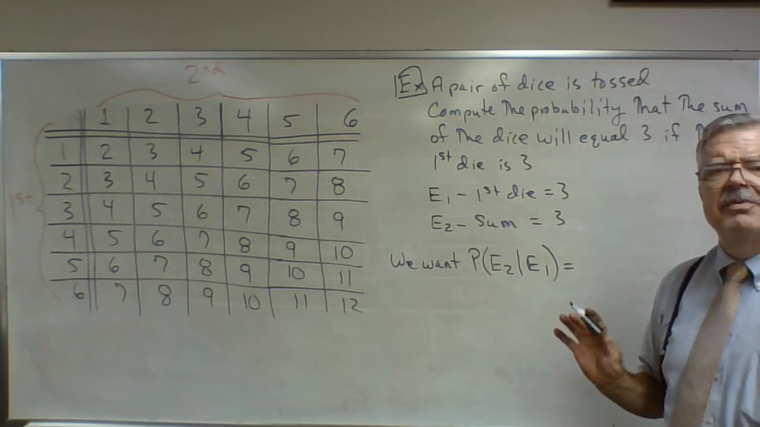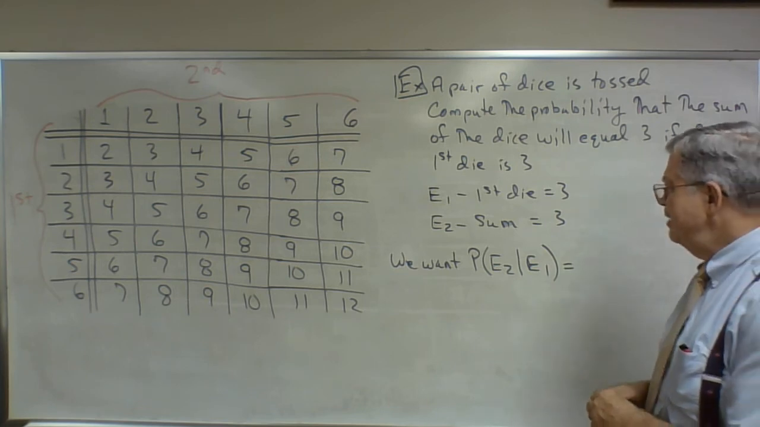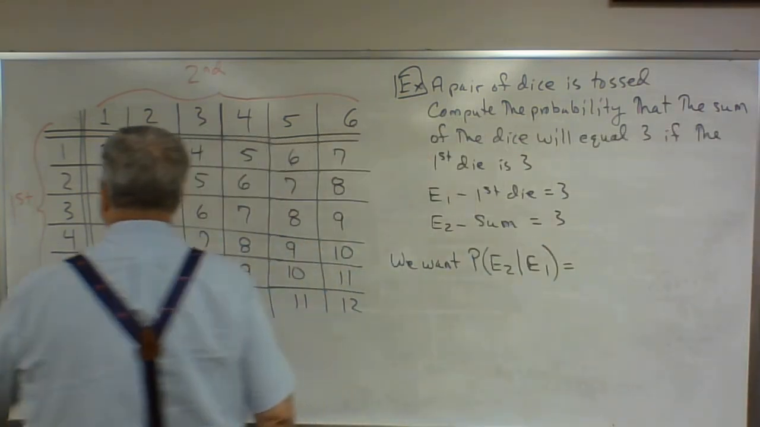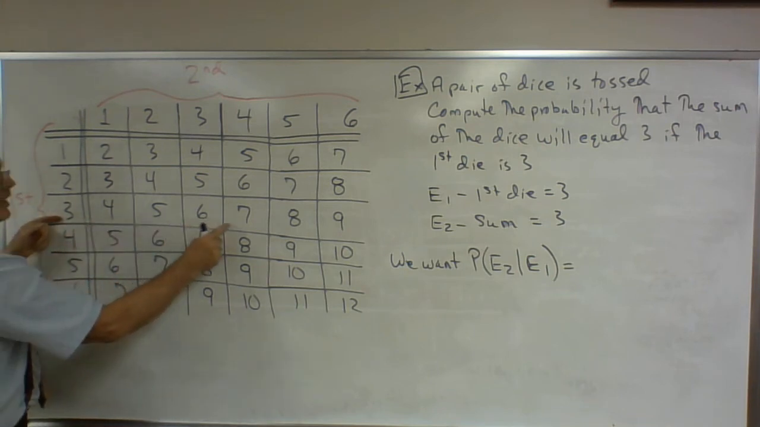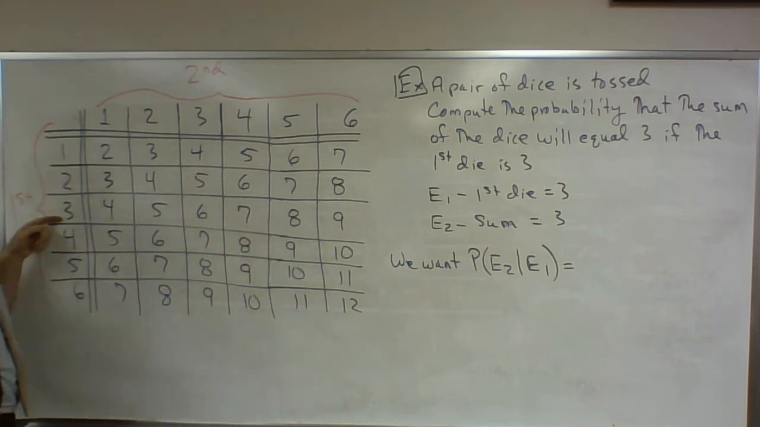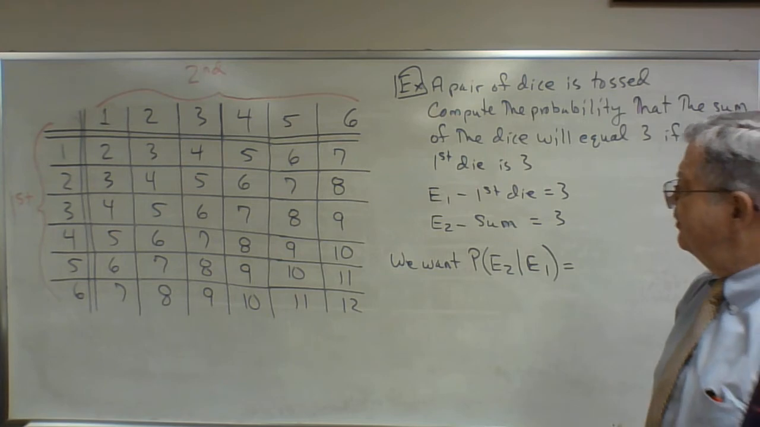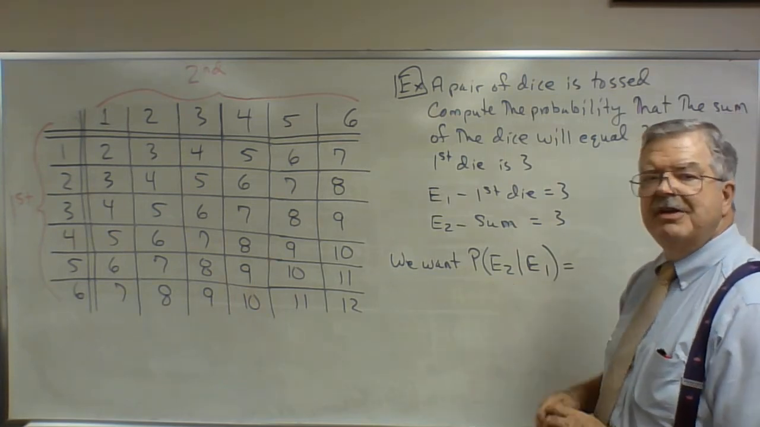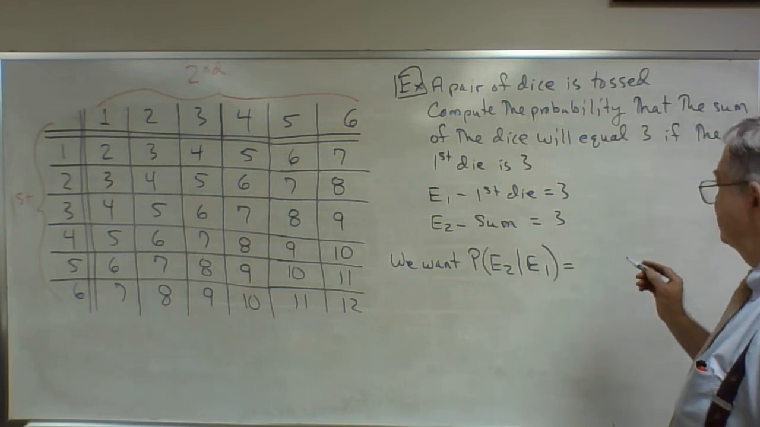We can do this without using the formula. We can just say, wait a minute now. This is the row where the first die is equal to 3. And I don't see any sums here that are equal to 3. The probability is 0. And that's correct. For the sake of gaining facility using this formula, let's use the formula.